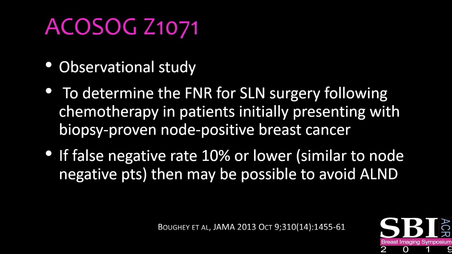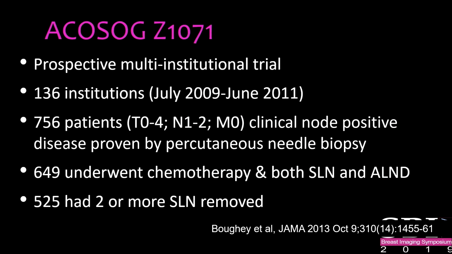So the Z1071 trial was designed to determine the false negative rate for sentinel lymph node surgery following chemotherapy in patients who initially presented with biopsy-proven node-positive breast cancer. The premise was that if the false negative rate was 10% or lower, which is similar to a node-negative patient, we could possibly avoid axillary lymph node dissection in these patients. So this was a prospective multi-institutional trial. About 136 institutions participated in the trial. 756 patients were included, and they had clinically node-positive disease, which was proven by percutaneous needle biopsy.